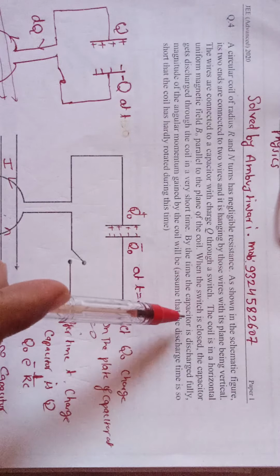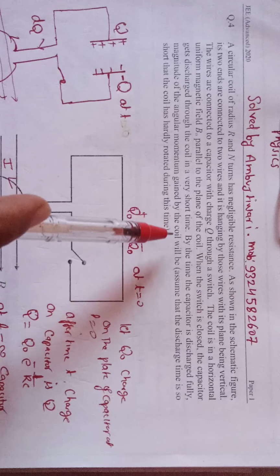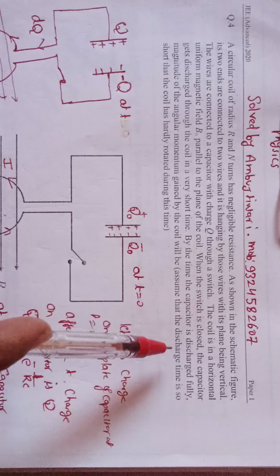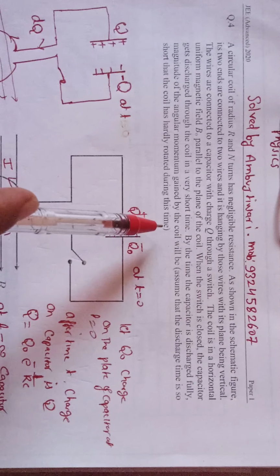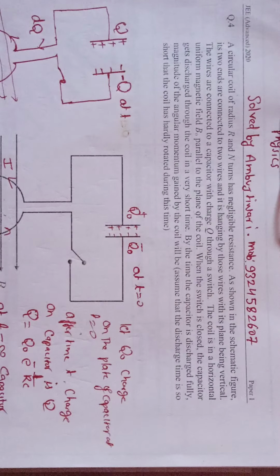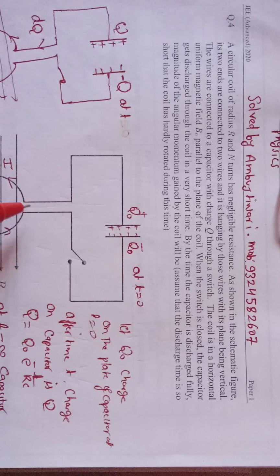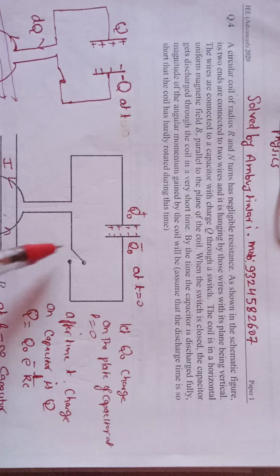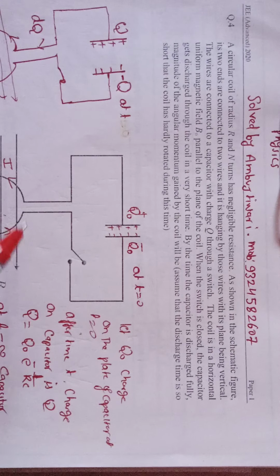By the time the capacitor is discharged fully, the magnitude of the angular momentum gained by the coil will be? Assume that the discharge time is so short that the coil has hardly rotated during this time. In this question, the diagram is given. This is the capacitor and these are two wires connected with the coil having n turns, and this is a switch which is now closed, and we have to find the angular momentum gained by the coil.